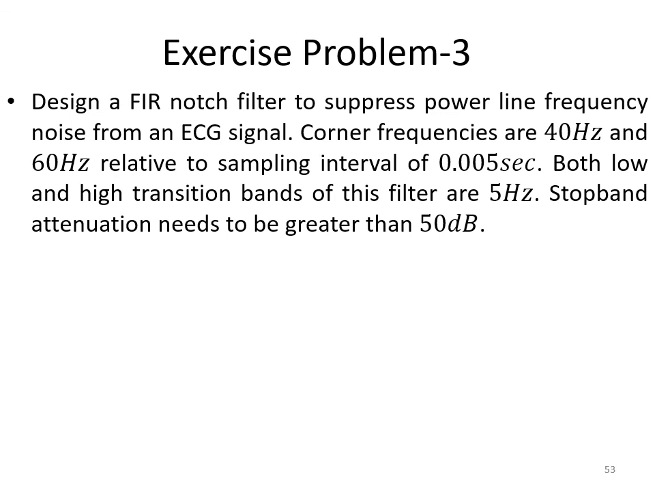Then in exercise problem 3, you have to design an FIR notch filter that suppresses the power line frequency noise, which is basically 50 Hz, from an ECG signal. So corner frequencies are 40 and 60 Hz relative to a sampling interval of 0.005 seconds. Both low and high transition bands of the filter are 5 Hz. The stop band attenuation needs to be greater than 50 dB. So you have to design the FIR notch filter for this.